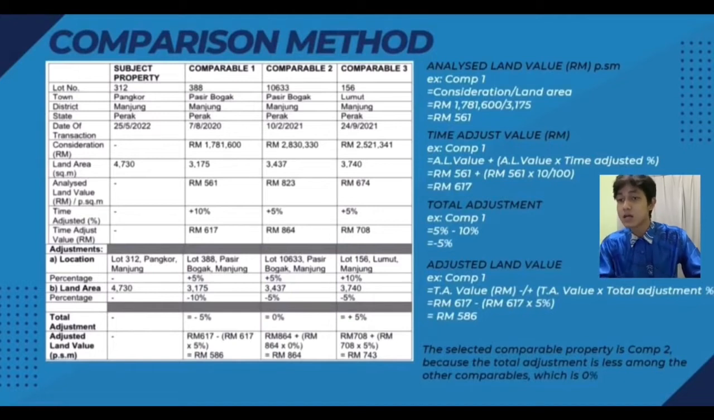And then the land area: when the area is smaller, it is better. As you can see, the subject property land area is 4,730, while comparable 1 land area is 3,175. It means that comparable 1 has a smaller land area than the subject property, so comparable 1 is much better than the subject property. That is why we assume 10% and we put the minus, because comparable 1 is better.